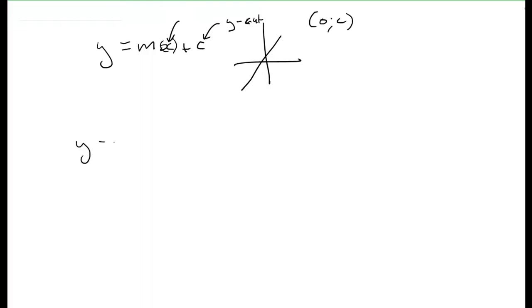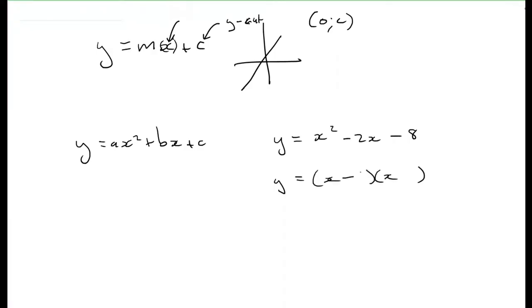All right, let us have a look at a quadratic now. y equals ax squared plus bx plus c, in all its glory. What do we do with this? First of all, let's have a look at a function. Let's say y equals x squared minus 2x minus 8. I want you to factorize this. You got it. x next, and then I've got minus 4 and positive 2. Everybody happy with that?